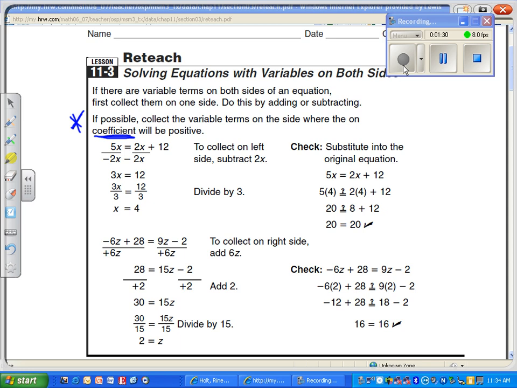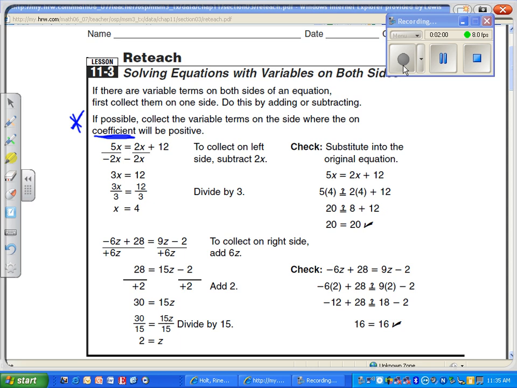It just makes things a little bit easier, because if you don't, then you're going to have to take care of that negative somewhere down the road. So to keep us from having to add that extra step, if we can make the coefficient positive and move our variables to the side where that can happen, then we don't have to take care of that extra step. So let's look at these examples, and hopefully by working them out you'll see better how we can choose which side to put our variables on.